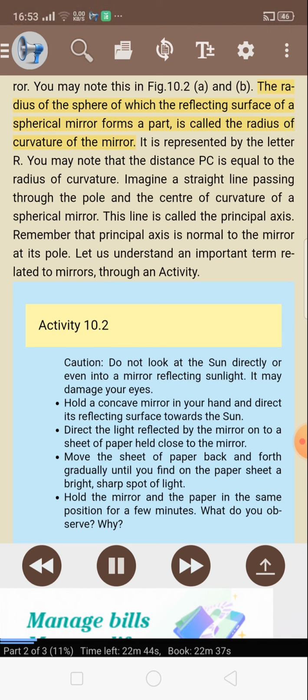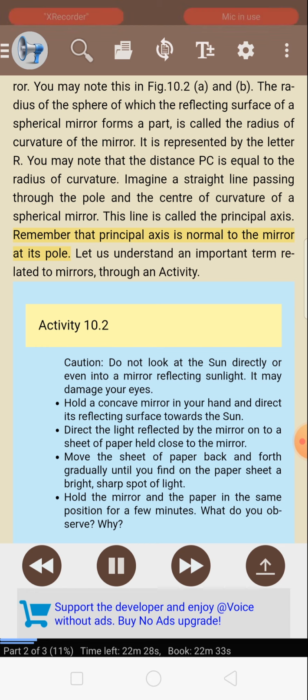is called the radius of curvature of the mirror. It is represented by the letter R. You may note that the distance PC is equal to the radius of curvature. Imagine a straight line passing through the pole and the center of curvature of a spherical mirror. This line is called the principal axis. Remember that the principal axis is normal to the mirror at its pole.